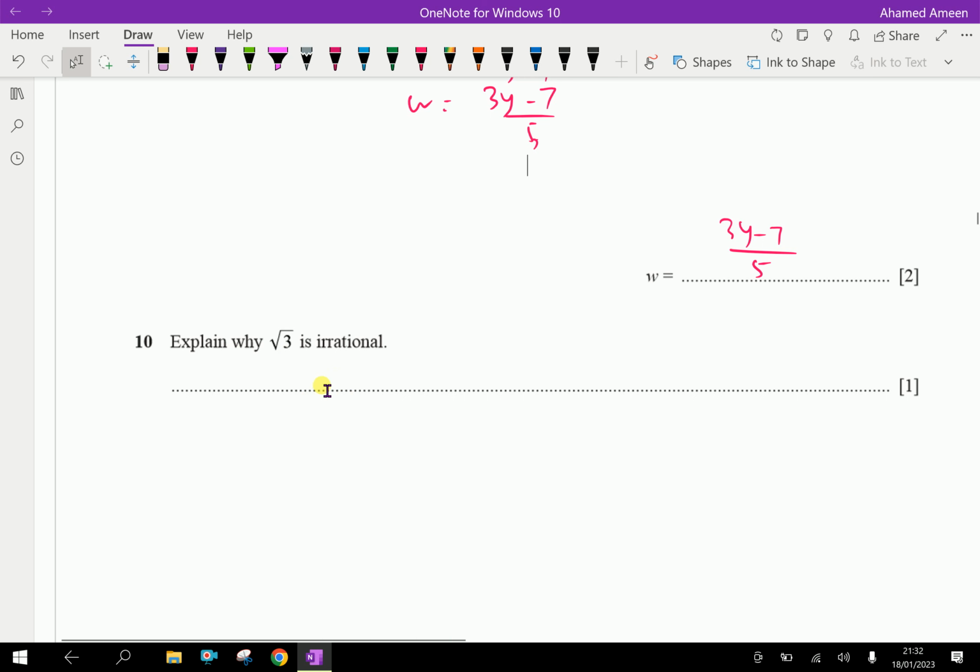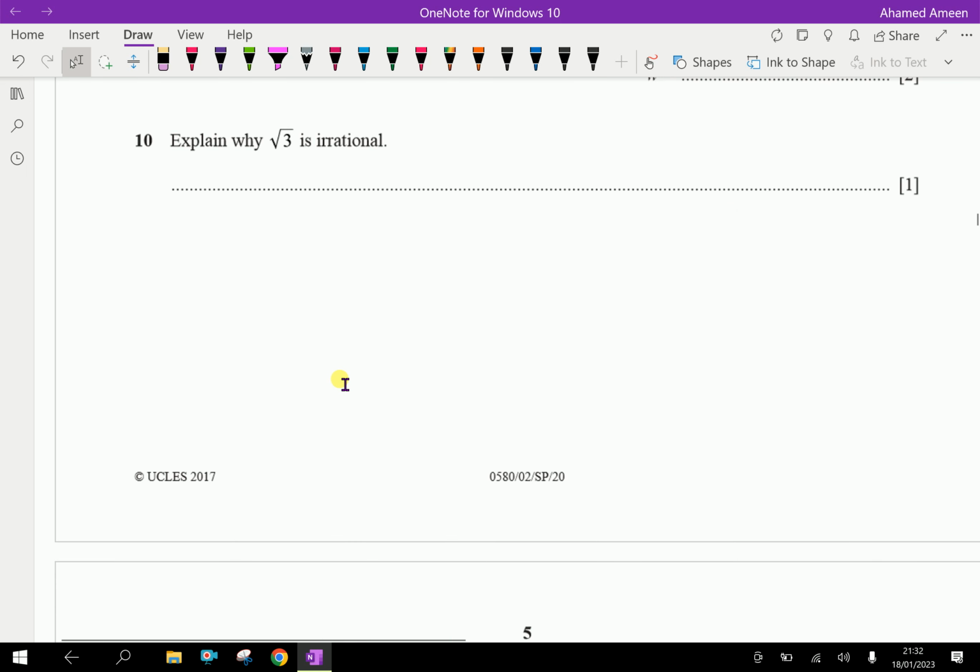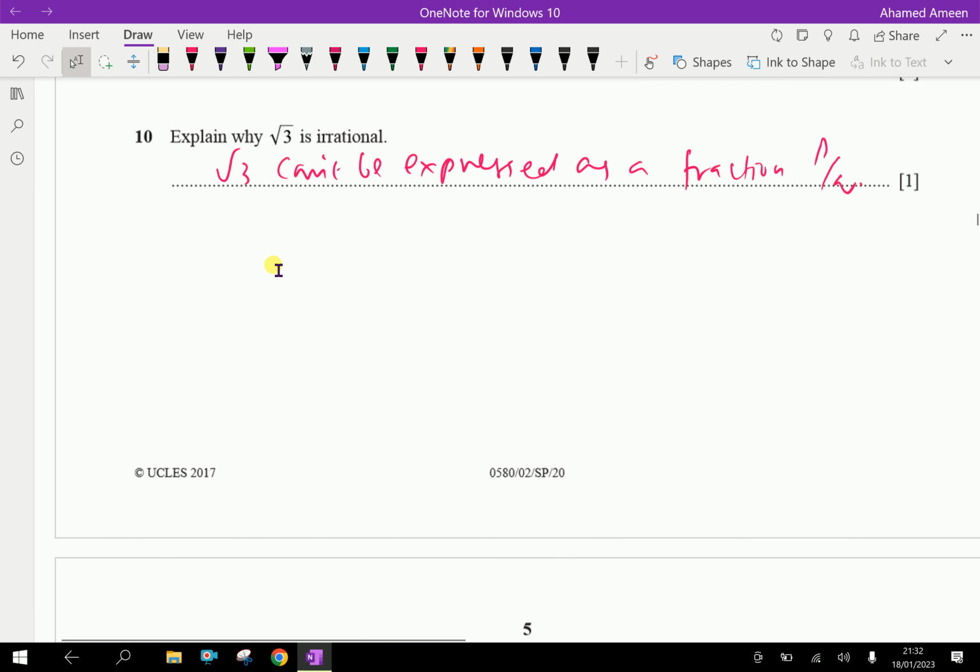Explain why root 3 is irrational, because root 3 cannot be expressed as a fraction P over Q. Therefore, root 3 is not a rational number, it is an irrational number.